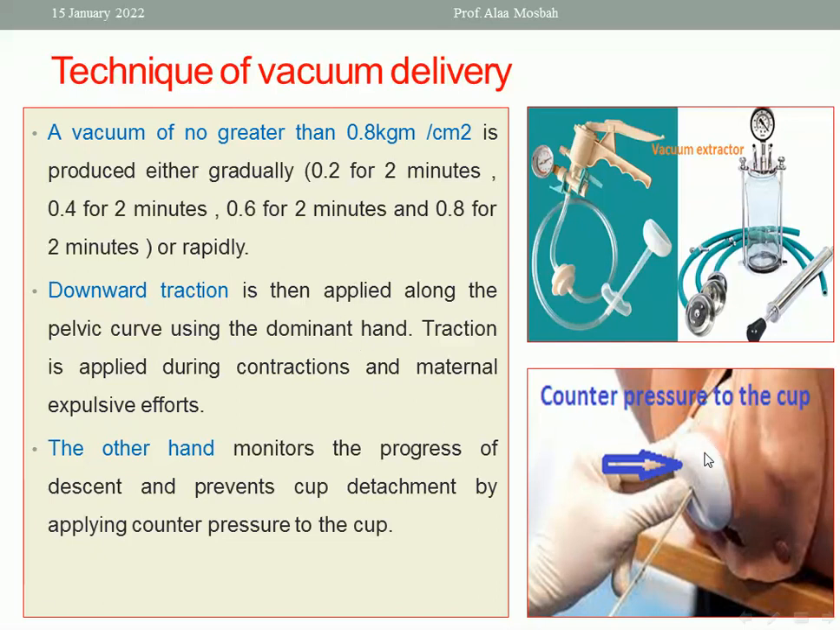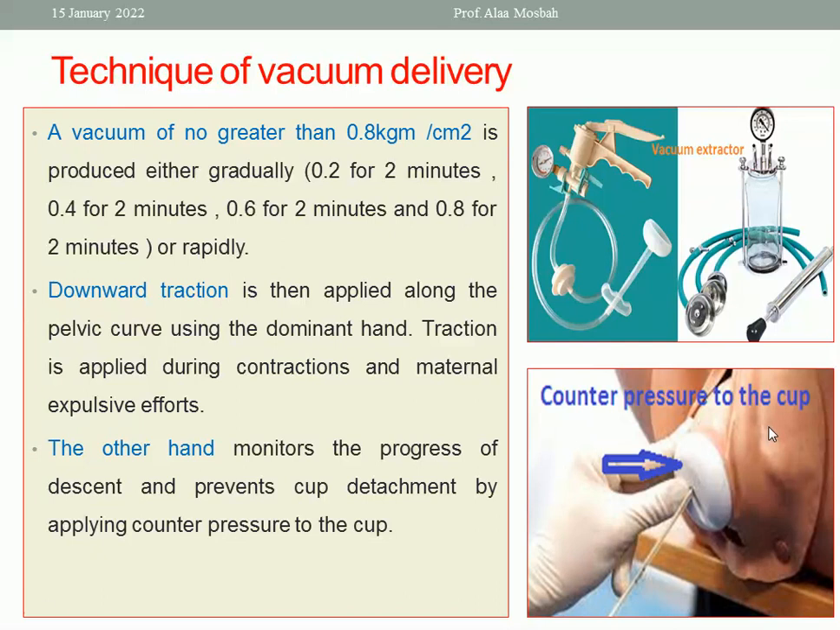Then do downward traction. Downward traction along the pelvic curve using the dominant hand. And the traction is applied during contraction and during maternal bearing down. So do traction while you encourage the lady to bear down and during uterine contraction, because this force will help in descent of the fetal head.